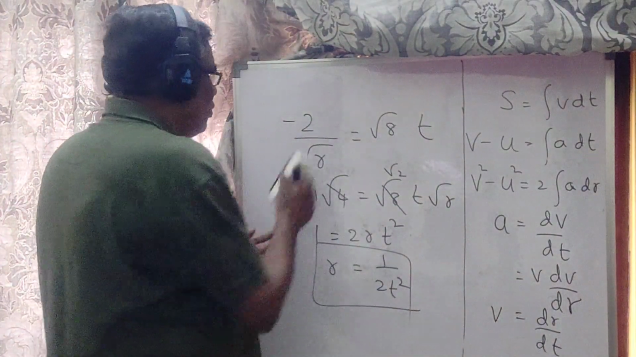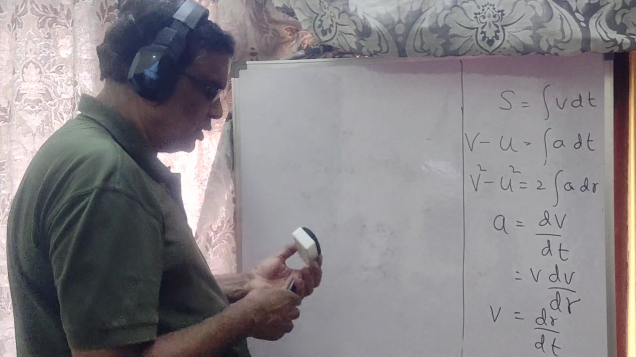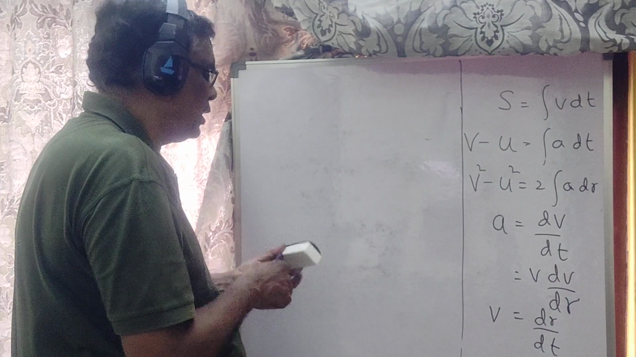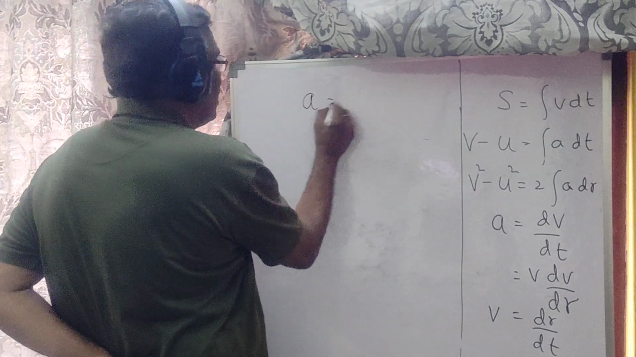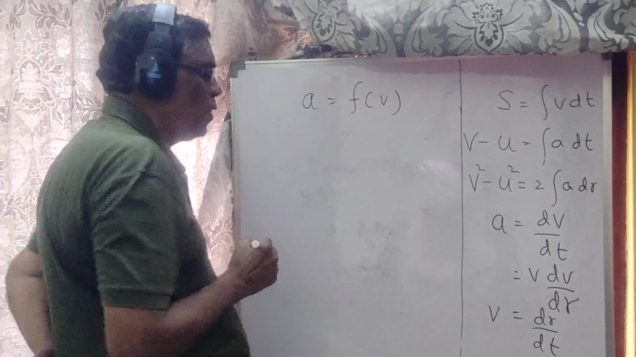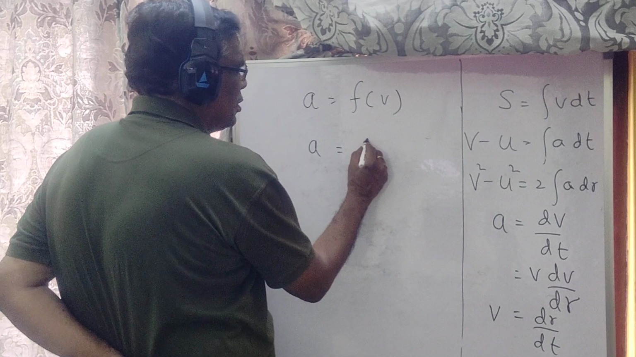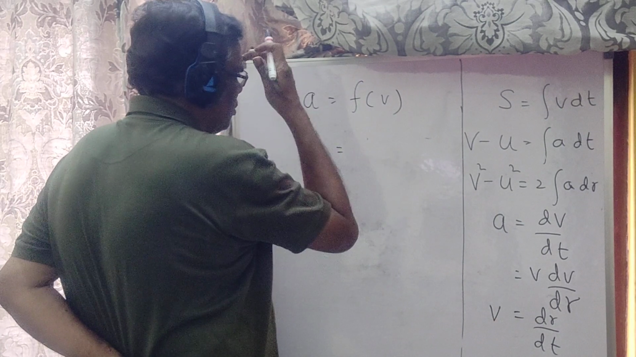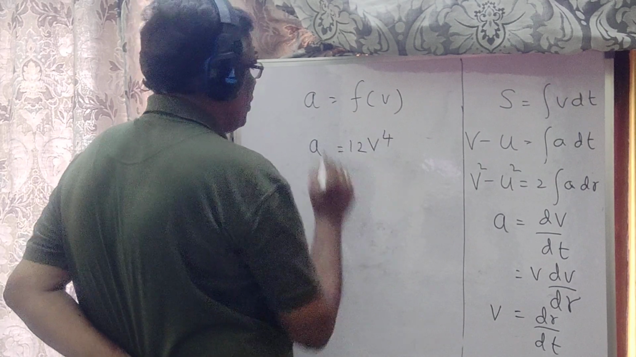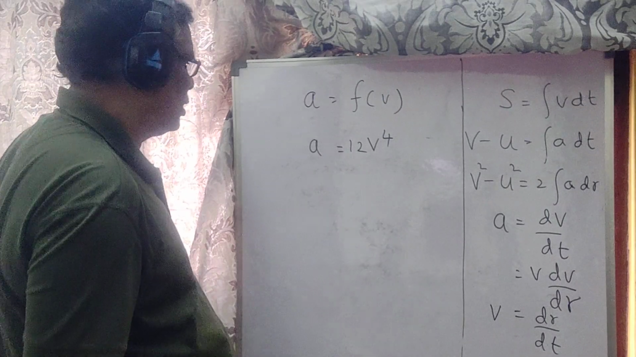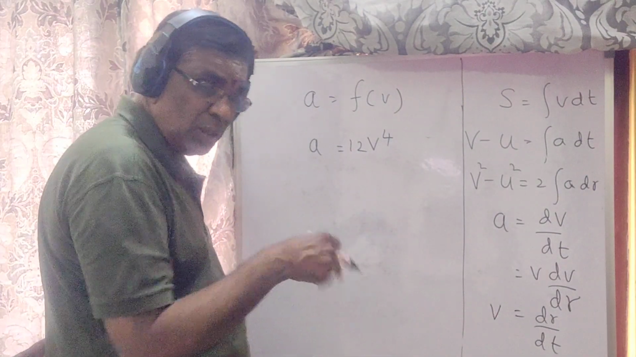Remember that. So the first two functions we tried: acceleration as a function of time and acceleration as a function of r. Now acceleration as a function of velocity. What do you mean? I'm just trying to give you something like this. A is equal to 12 v raised to 4. Suppose the acceleration is a function of v. Now, they may ask any question here. I'm not giving you the question.